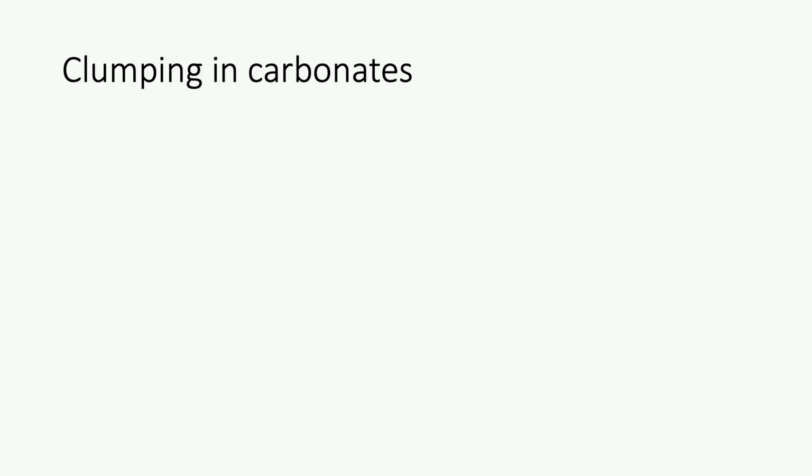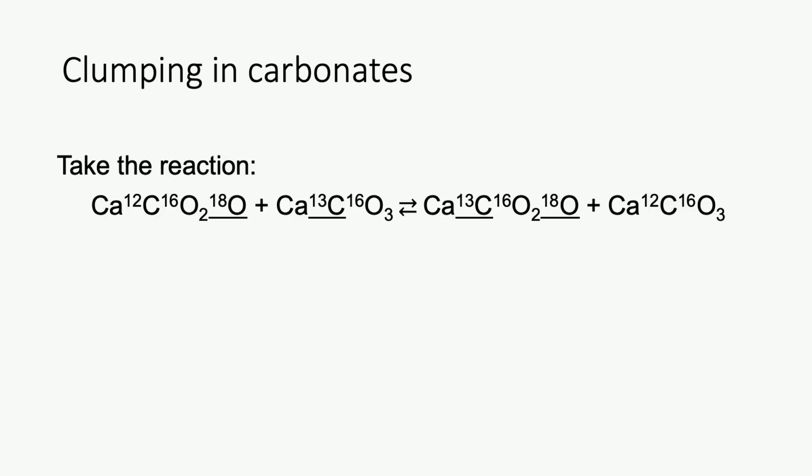All right, so what is clumping in carbonates? We're going to do the exact same thing we just did a moment ago for oxygen isotope thermometry with water and carbonates and look at the clumping reaction. So take the following reaction. What I've underlined here just to put us on the same page is all the rare isotopes. So here we have carbonate with one O18, carbonate with one C13. If you react these things together, at least in an equation like this, you get a carbonate that has two rare isotopes, C13 and O18 together, and a carbonate that has no rare isotopes.